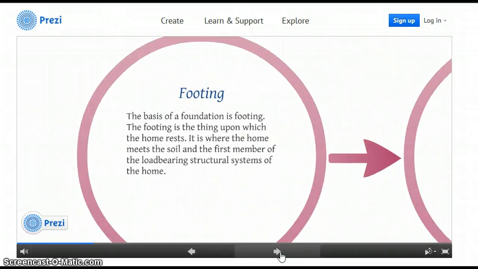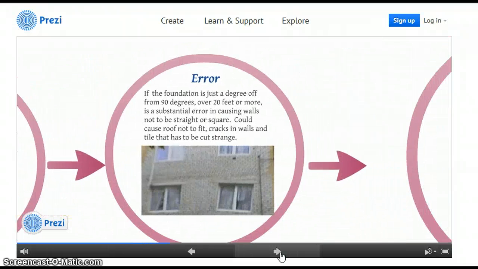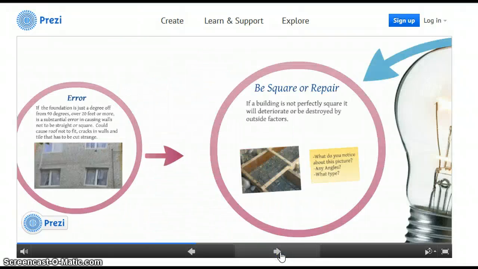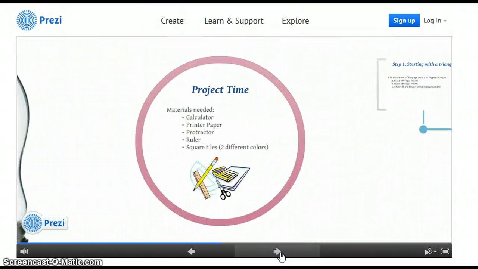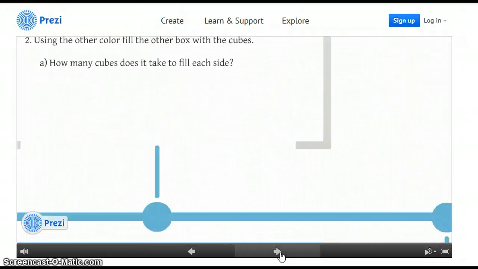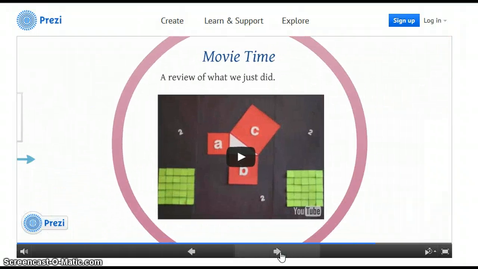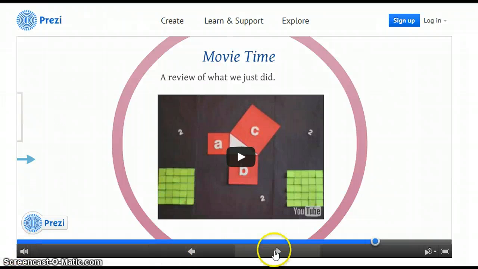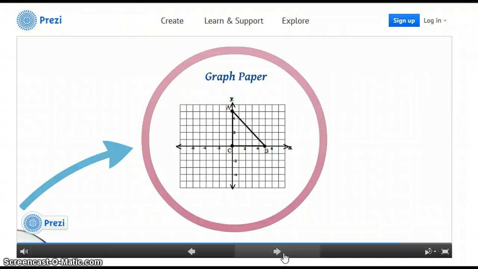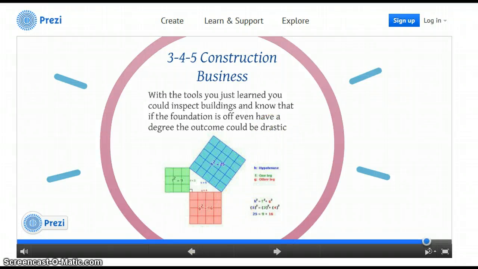Pictures, just different information, questions, which the questions correlate to the guided notes. This is their project and the different steps that they will be taking, which correlate with the guided notes. I then have a movie which is on the presentation. I also have a graph of the Pythagorean theorem. And then lastly, here is my last slide for that.